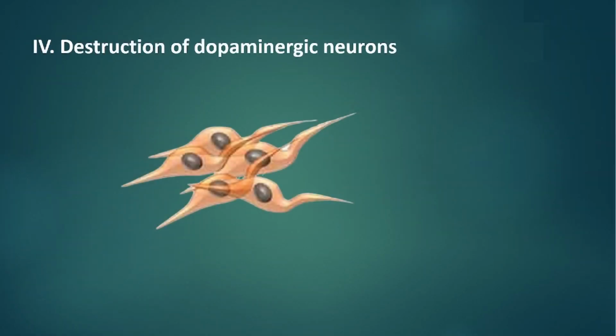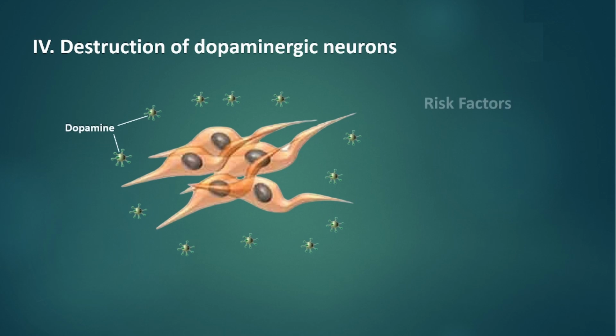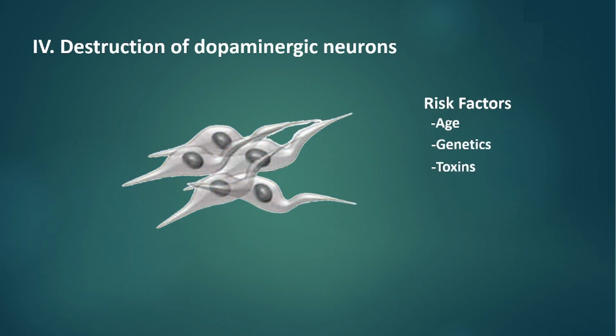Dopaminergic neurons are neurons responsible for producing dopamine that is used by our nervous system to send messages between nerve cells. Risk factors such as age, genetics and toxins cause these dopaminergic neurons to die, which is associated with Parkinson's disease.